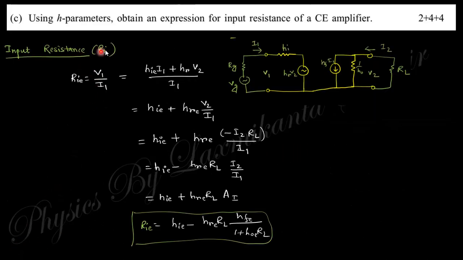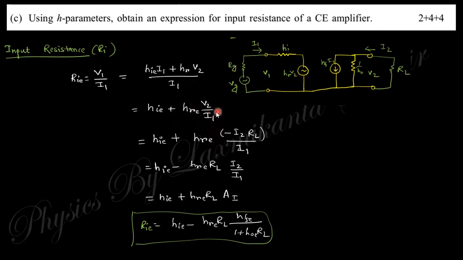Next question. Using the hybrid parameter, H parameter, obtain the expression of input resistance of a CE amplifier. So this is the equivalent hybrid parameter circuit of a CE amplifier. Common emitter amplifier is like that. So this is the input resistance, this is the voltage source, this is the current source, this is the admittance. The input resistance is nothing but V1 by I1, and V1 is nothing but the RI I1, and this is the RR V2 voltage, and this current is I1.